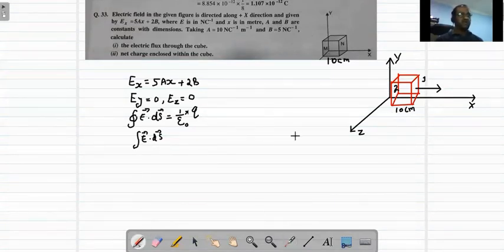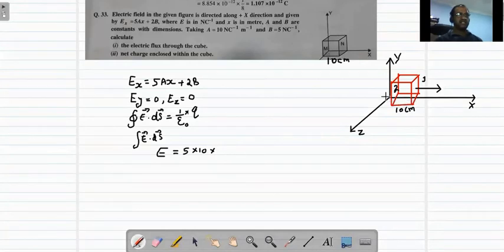For finding E dot ds, first we need to find what E is at surface 1. E at surface 1 we can get from the equation given in the question. What is the E equation? E equals 5ax plus 2b. So we can write 5 into a. What is the value of a given in the question? 10 Newton per coulomb. A is 10. So we start with 5 into 10 into x.